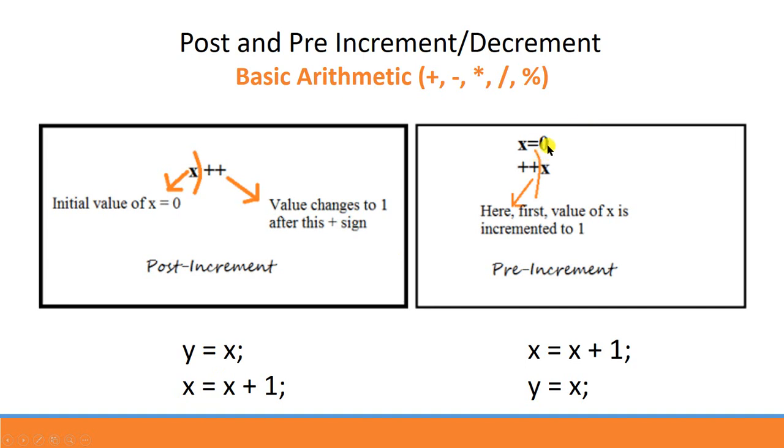And right here, if you put a double plus sign before x, that means you increase the number x first, and then you assign the value to the recipient variable y. But right here, there is no y. And we read this operator as increment before the value of x.